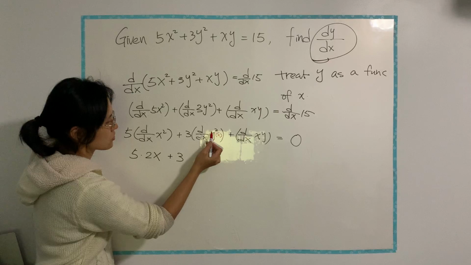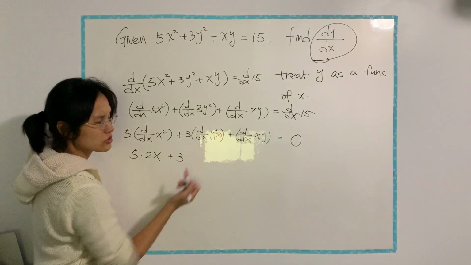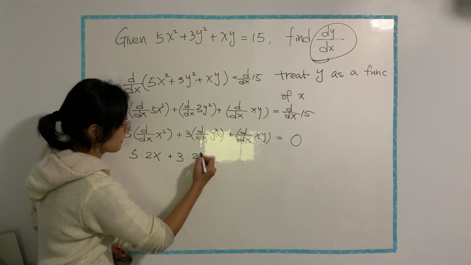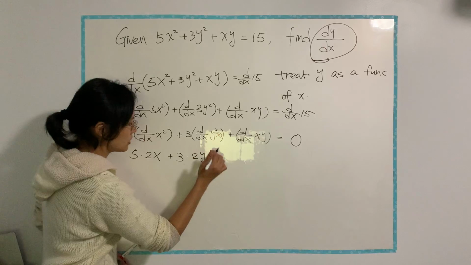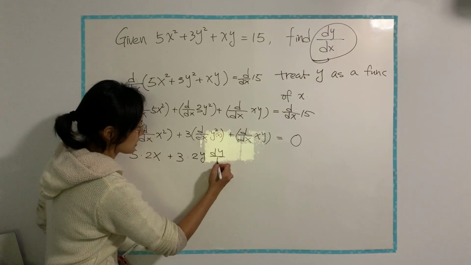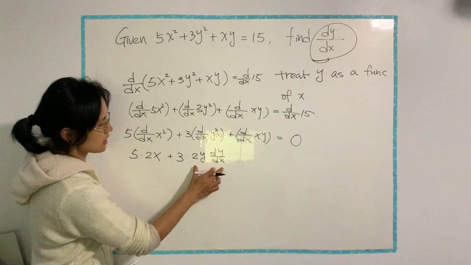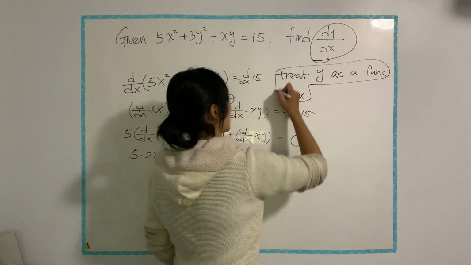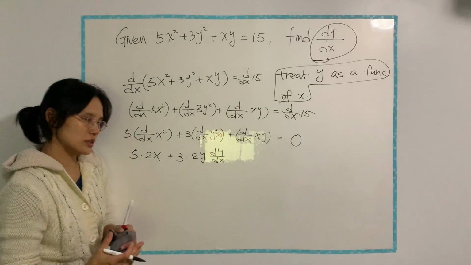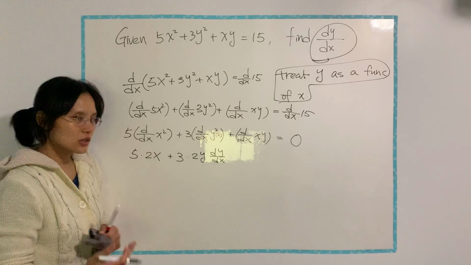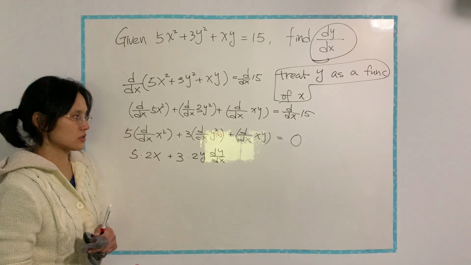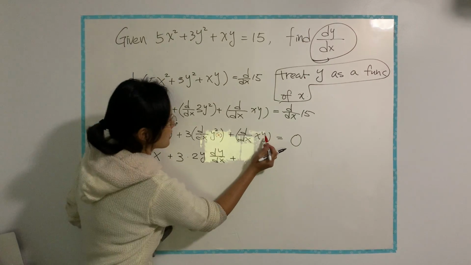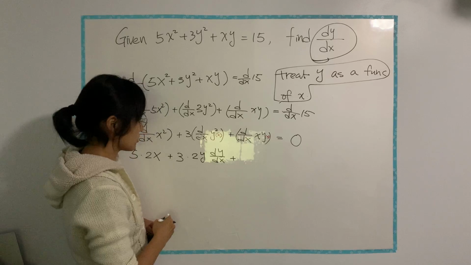Now you have the outer function being the square function and the inner function being the function y of x. So differentiate the outer function, it is 2y. Differentiate the inner function, you get dy/dx. Okay? So this comes from the fact that you are treating y as a function of x. So if y is a function of x and then you take the square of this, you're dealing with a composite function. Okay, so now you have x times y. So this is x times a function of x.